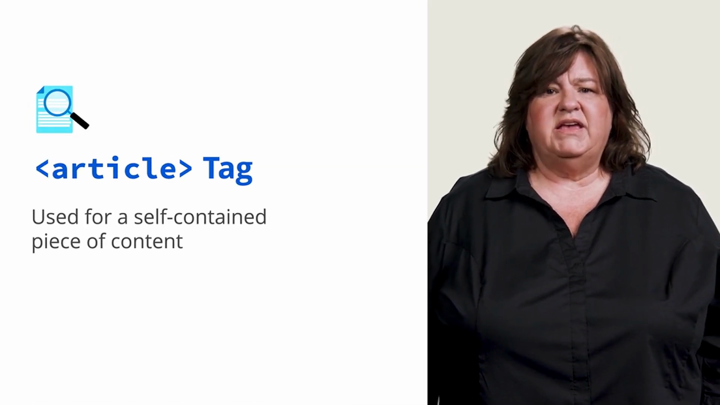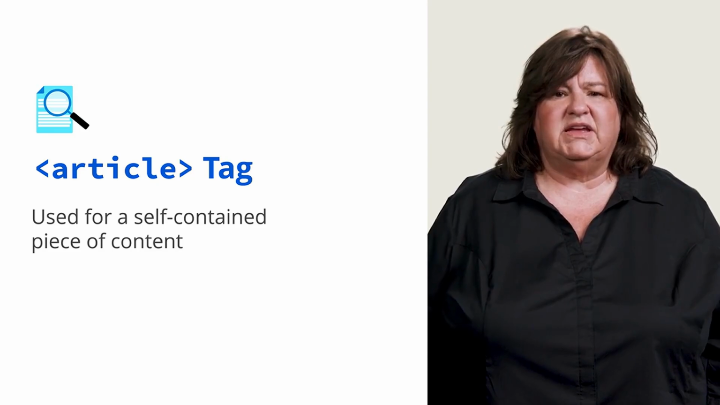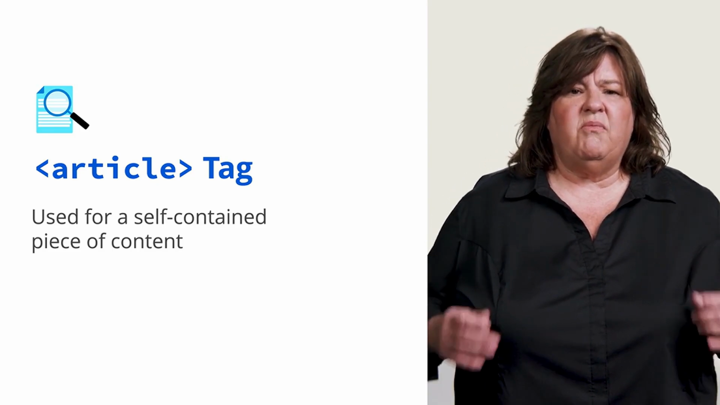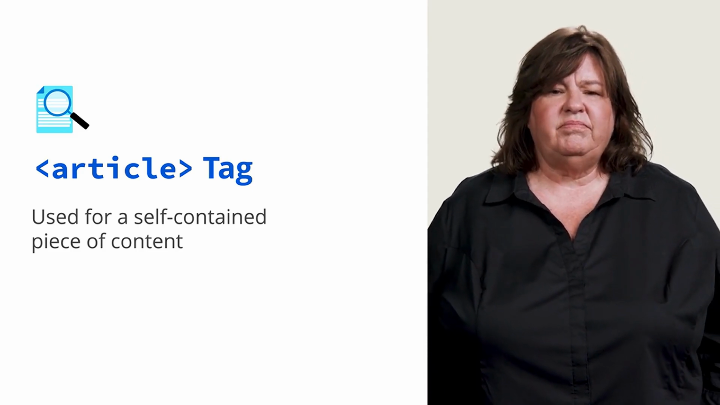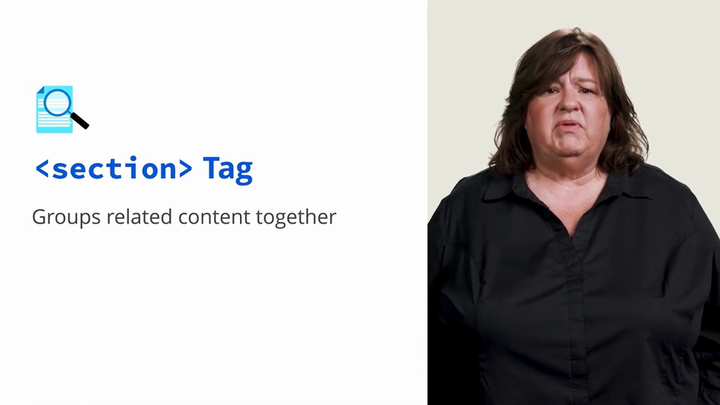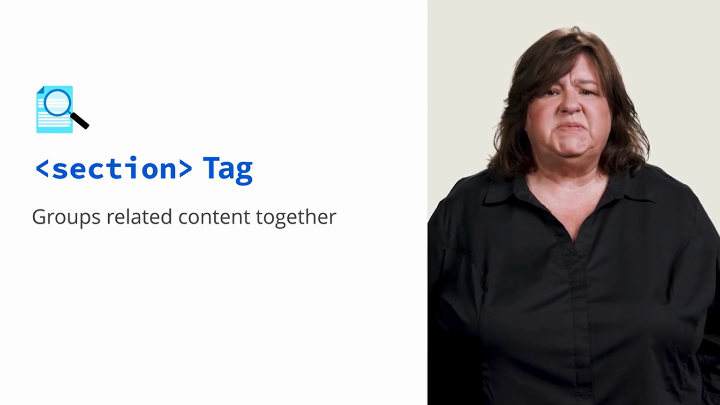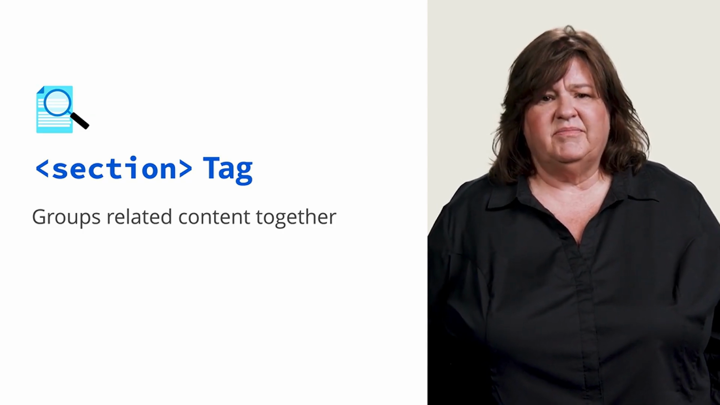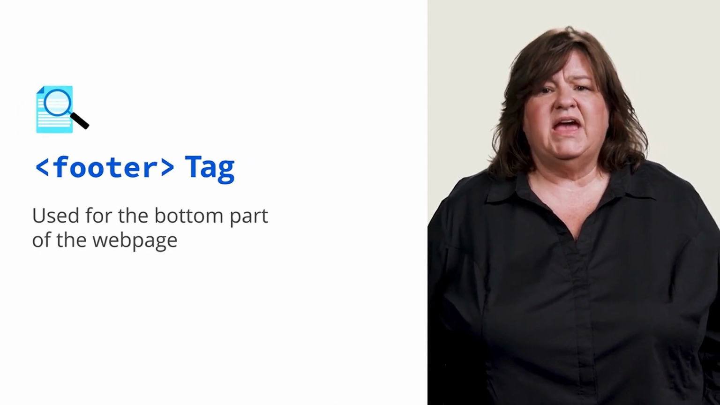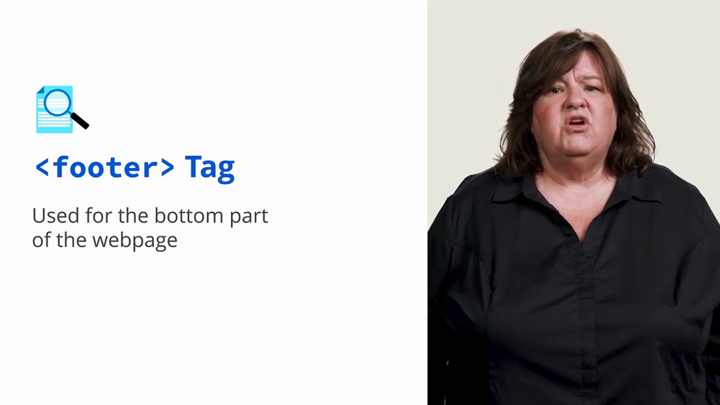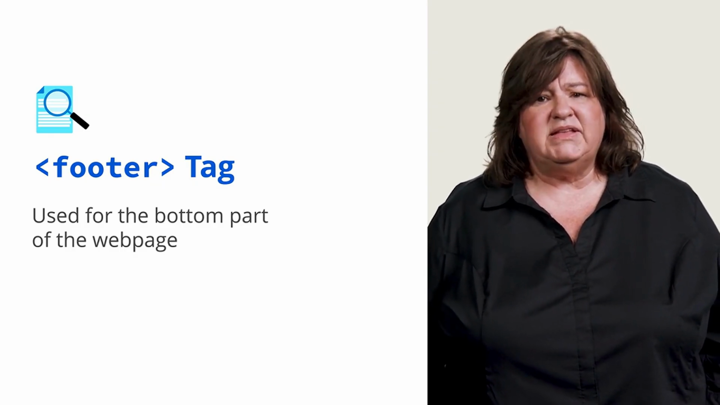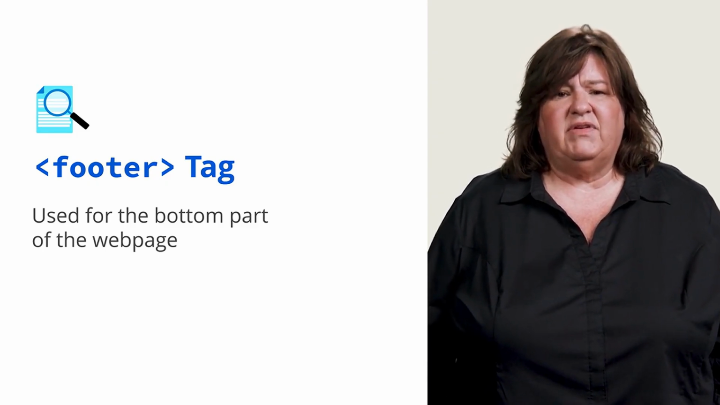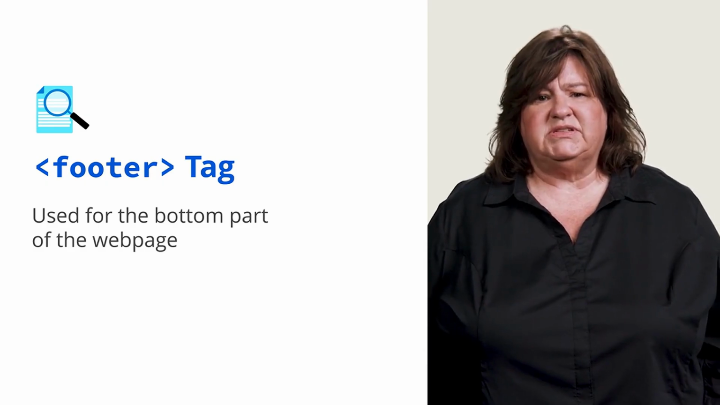The article tag is used for a self-contained piece of content, such as a news story or a blog post. It's like an individual book or magazine in a library. The section tag groups related content together, similar to a specific shelf or section in a library dedicated to a particular subject. The footer tag is used for the bottom part of the web page, which often contains information like copyright details or contact information. It's like the reference or help desk area of a library, providing additional resources.